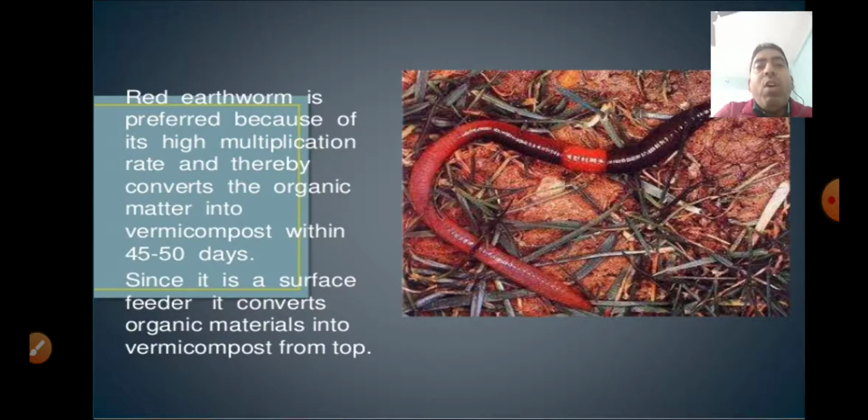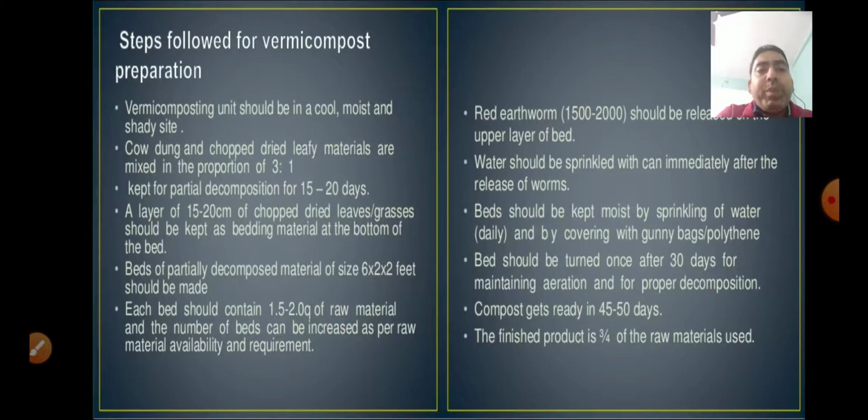Red worms are preferred because of their high multiplication rate. Using red worms, we convert the organic matter into vermicompost within 45 to 50 days. Since it is a surface feeder, it converts organic materials into vermicompost from the top.